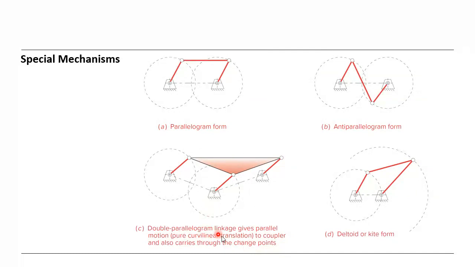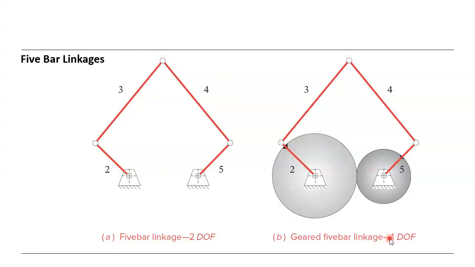This is also a six bar mechanism. We already checked regarding the degree of freedom. And this is the deltoid or kite form. So here we have a five bar mechanism. You see, this is one here, let's see, column. This is one, this is two, three, four, five. The five bar mechanism has 2 degrees of freedom. In order to drive that, they have to use a gear pair here. So the gear wheel has to connect to member two, and this has to connect to member five. That means we reduce the degree of freedom from two to one.